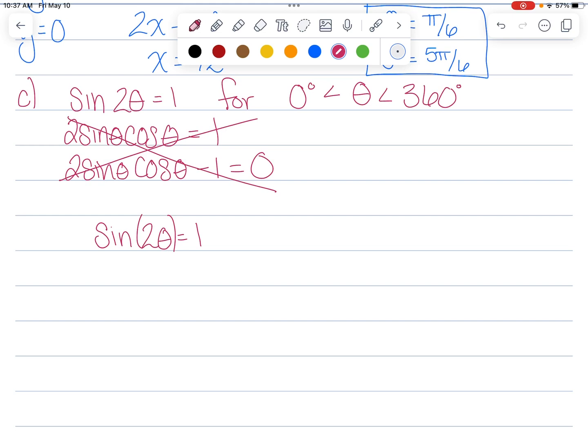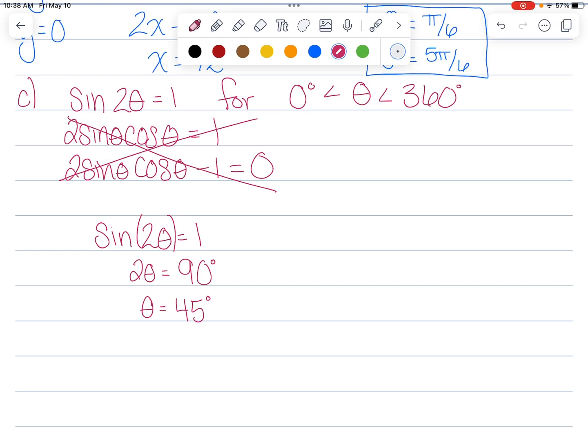Sine is equal to 1 at 90 degrees. The only thing I have to pay attention to, though, is that by doing my sine inverse of both sides, that's technically what I'm doing when I'm asking what angle works, I'm left with 2 theta is equal to the 90 degrees. Divide by 2, and theta is 45.